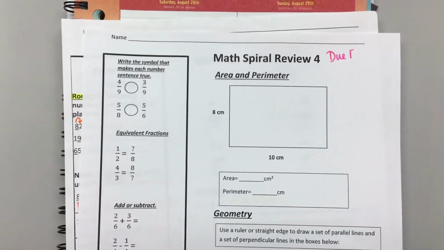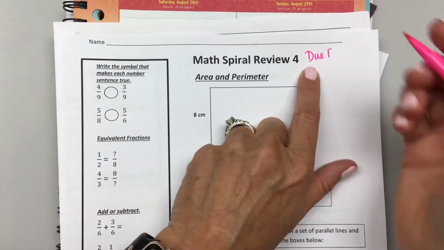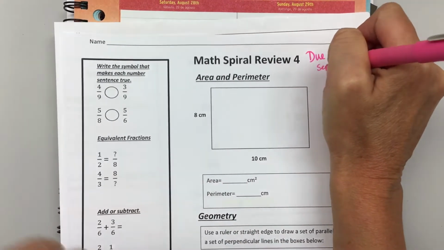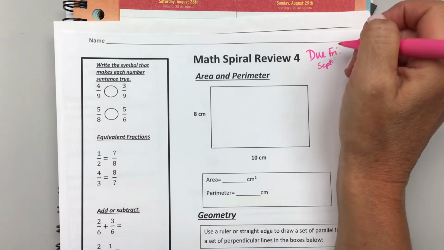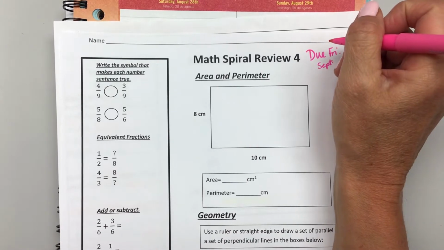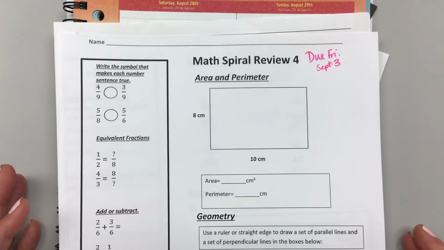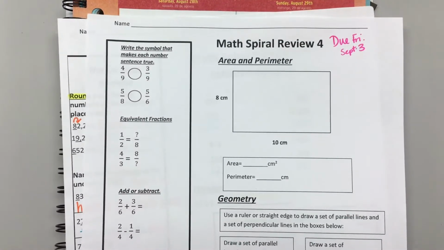Okay, let's look at Math Spiral Review 4. First, we want to note that it is due on Friday, September, is that 2nd? 3rd is Friday. Friday, September 3rd. Okay. And let's look at the directions together.